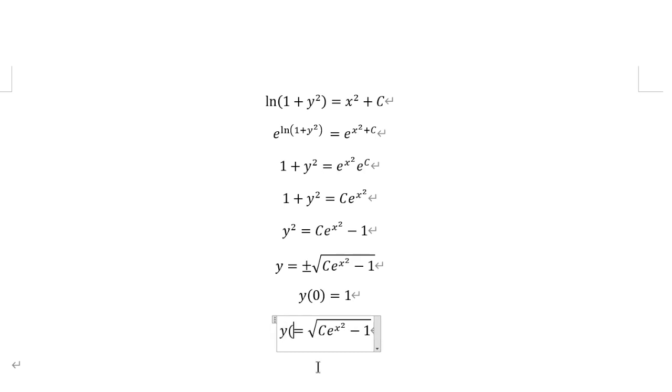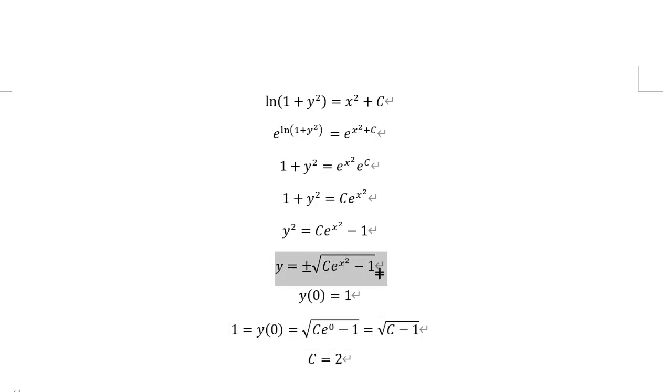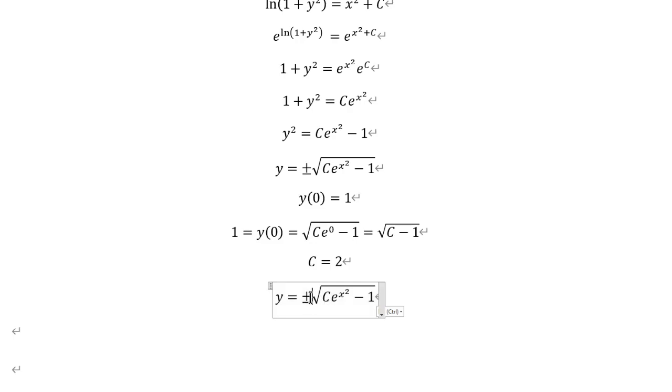And also when 0 is plugged in, I need it to equal 1. Since 0 is plugged into x, that gives 1 equals the square root of c minus 1. Therefore c must equal 2 for this to work. So you put that back into the original equation with a positive sign, and your final answer, the real answer to this, would be the positive sign, and c would be 2. And that's the final answer.